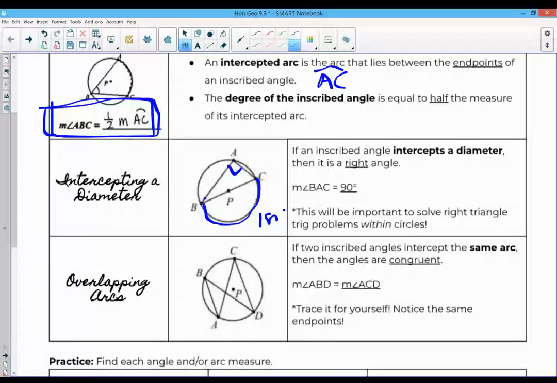And then I just added a note. This will be important to solve right triangle trig problems within circles. So we'll see trig come back. We'll see the Pythagorean theorem come back because that's a right angle.